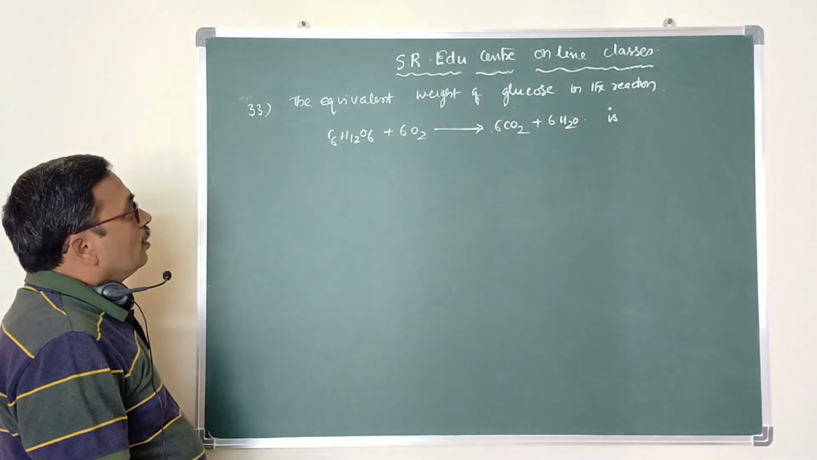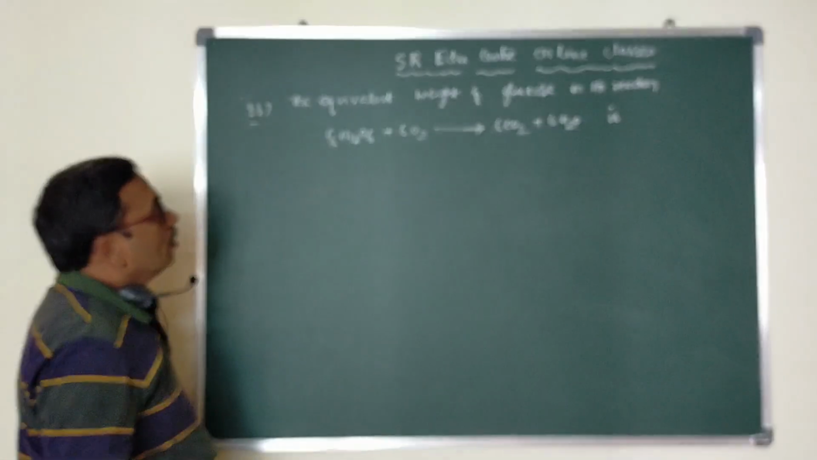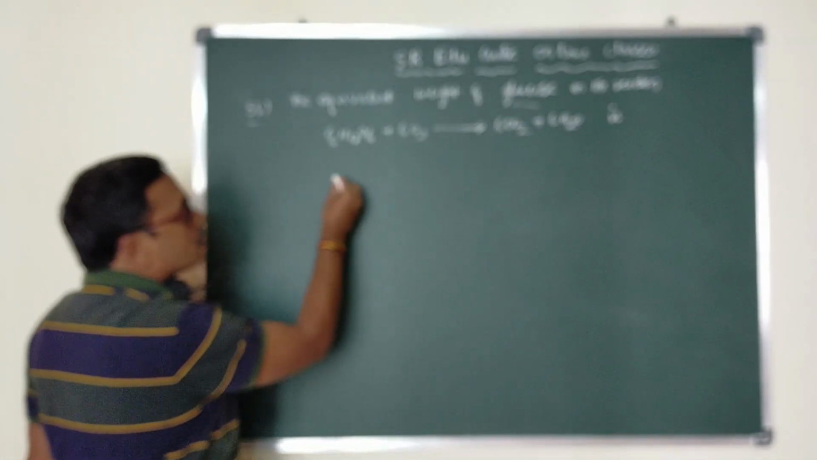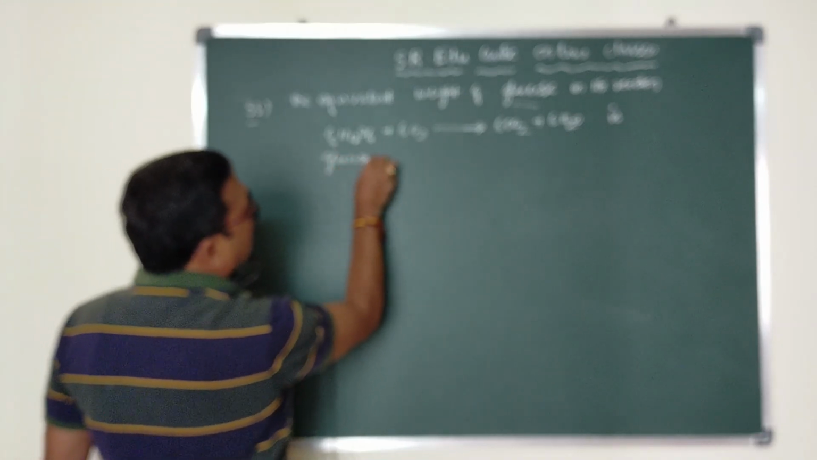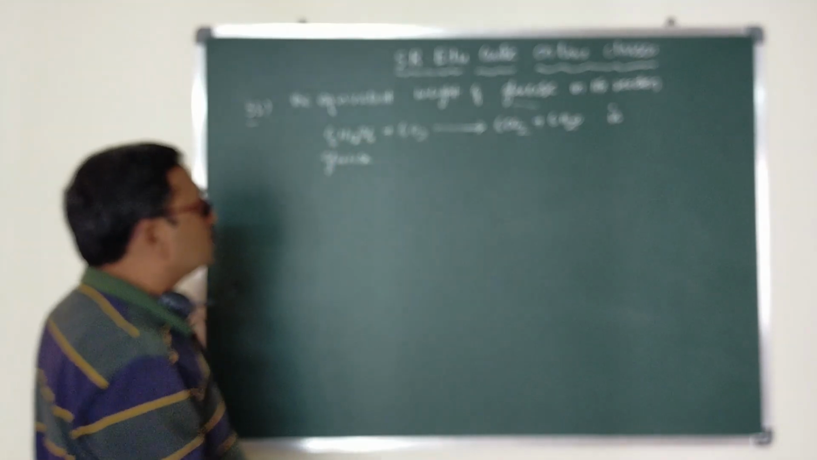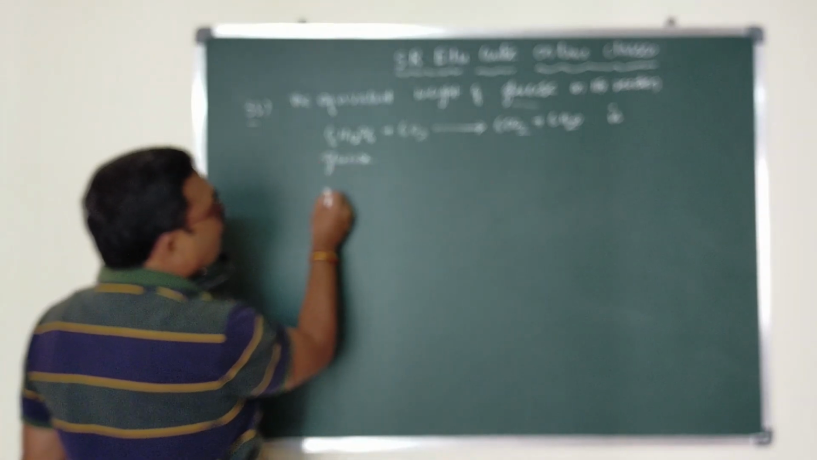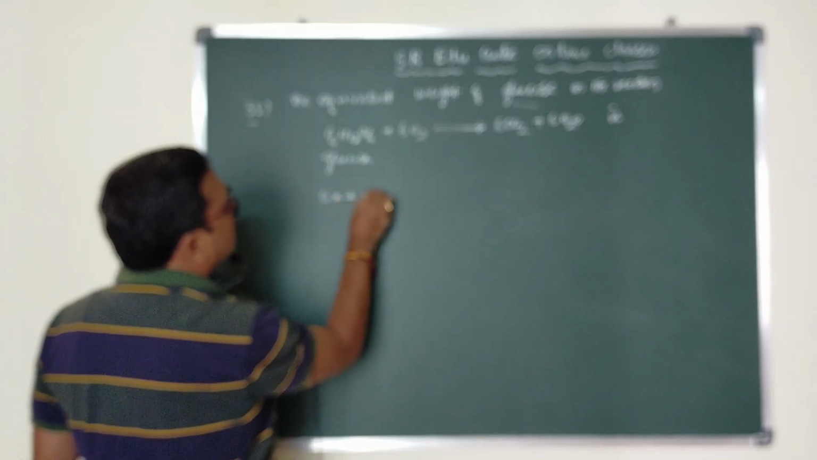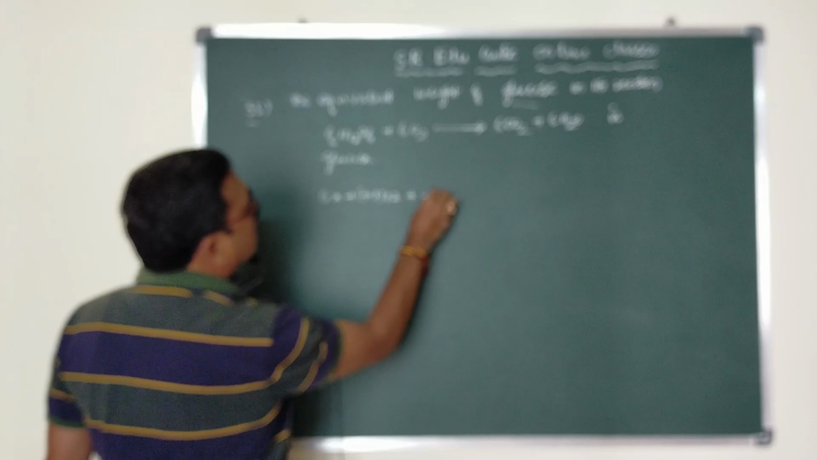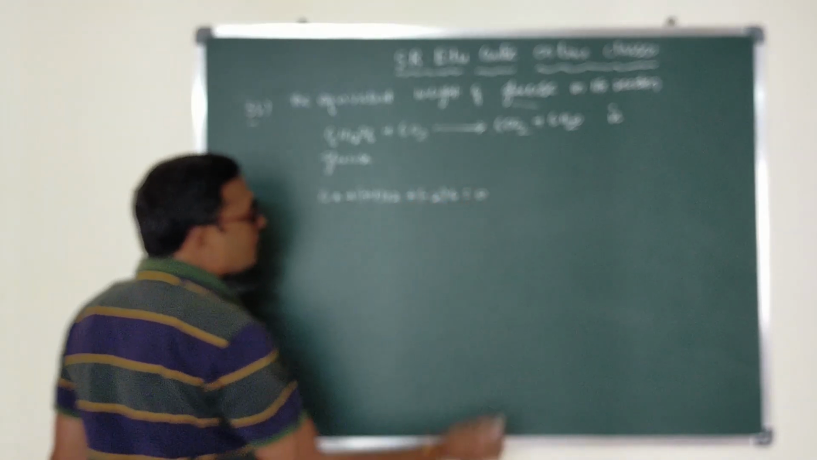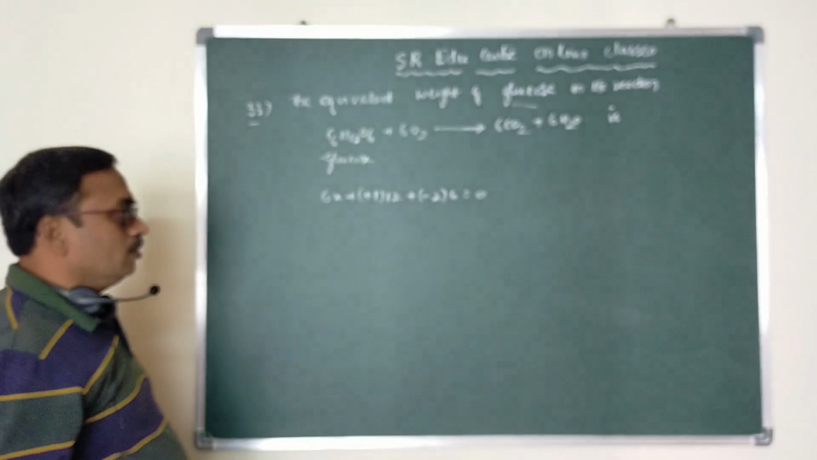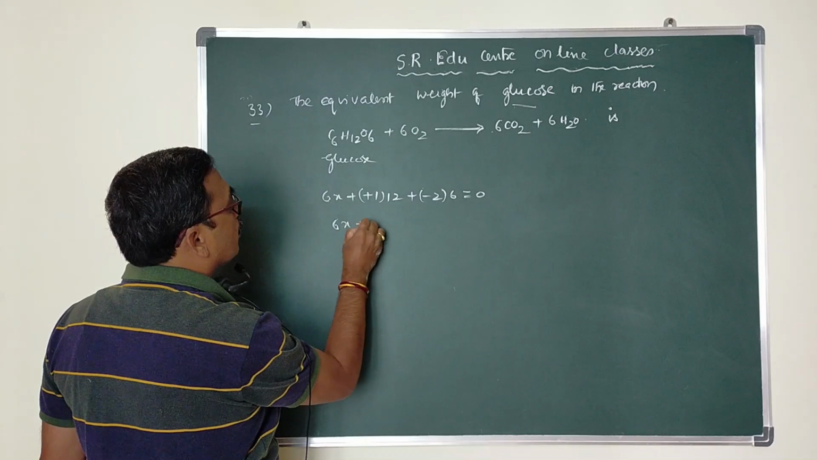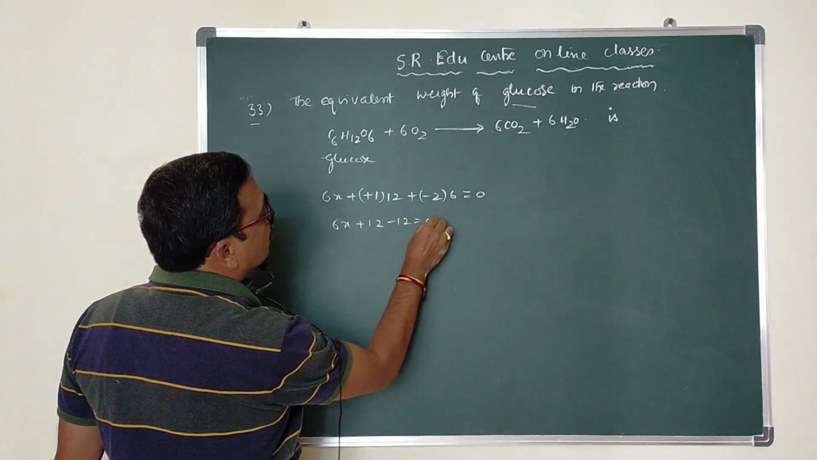Next question is question number 33. We have to find the equivalent weight of glucose in the reaction. C6H12O6 is the glucose. We have to find the oxidation state of carbon here: 6x, hydrogen +1 into 12, oxygen -2 into 6. The sum of the oxidation states of all the atoms in a neutral molecule is equal to 0, therefore I am equating it with 0. 6x plus 12 minus 12 is equal to 0.